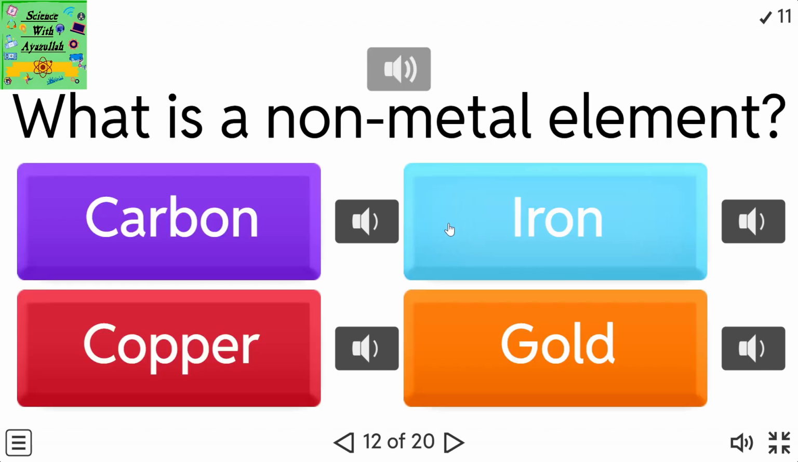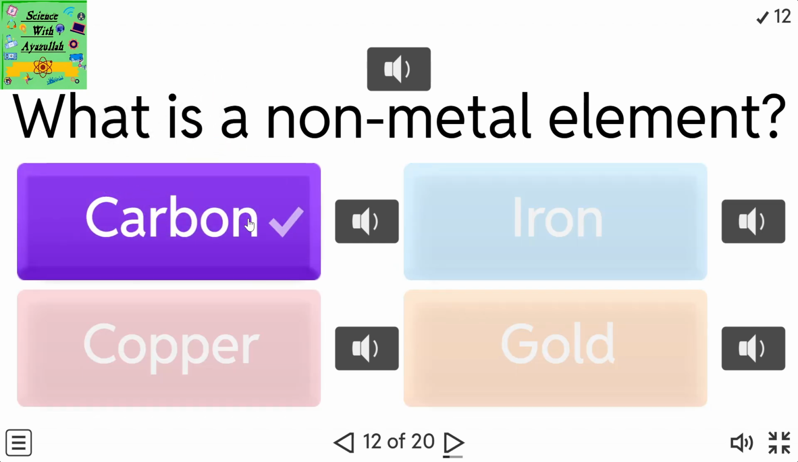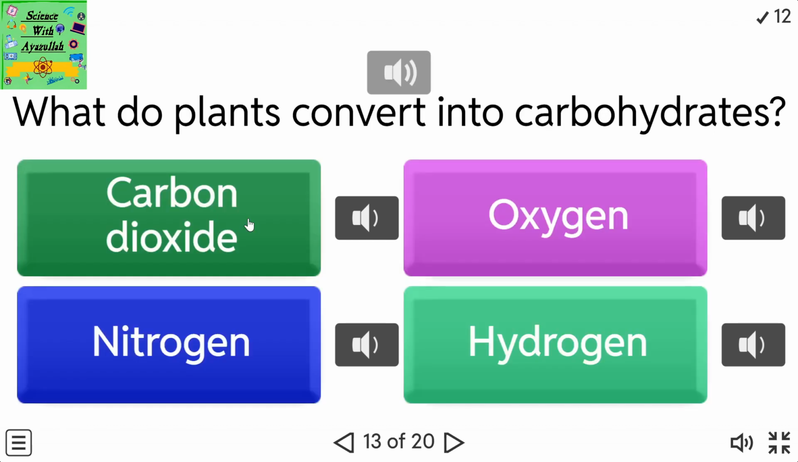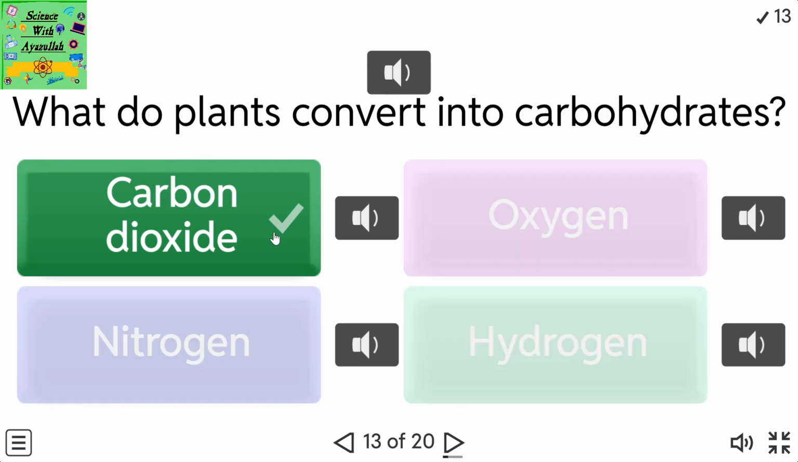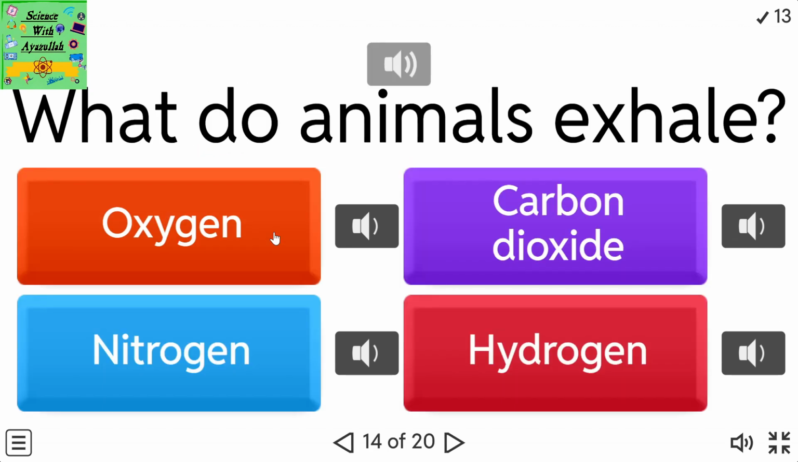What is a non-metal element? Carbon. Copper. Gold. Iron. What do plants convert into carbohydrates? Carbon dioxide, nitrogen, hydrogen, oxygen. What do animals exhale? Oxygen, nitrogen, hydrogen, carbon dioxide.